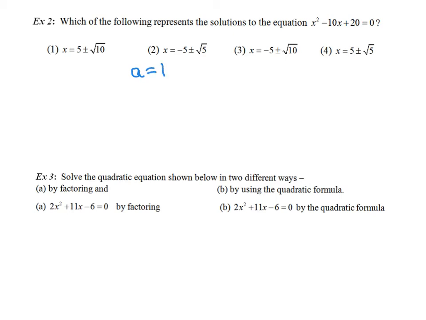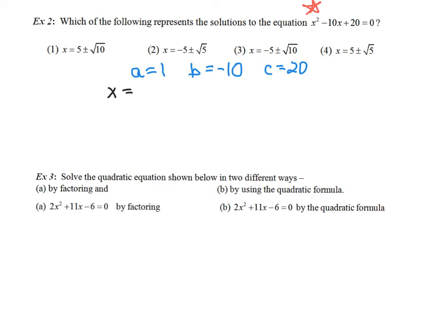So a is equal to 1 because that's the coefficient of x squared. B is equal to negative 10 because that's the coefficient of x. And c is equal to 20 because that's the constant. Again, you'll notice that when I looked at my quadratic to begin with, it was in standard form. So now go ahead and substitute into your quadratic formula.